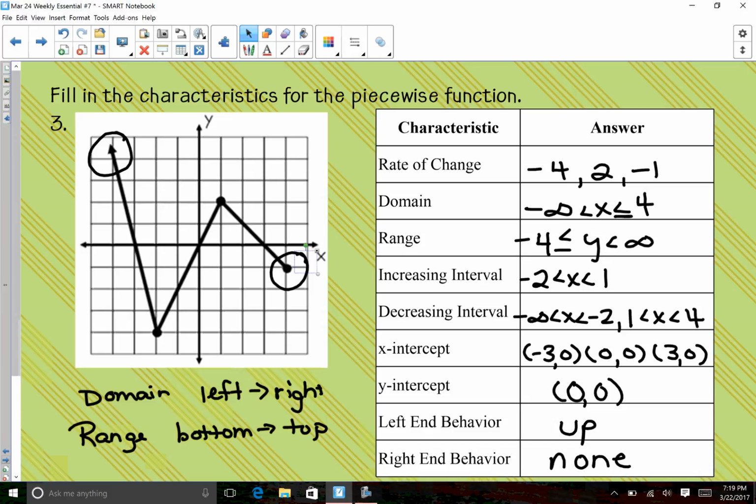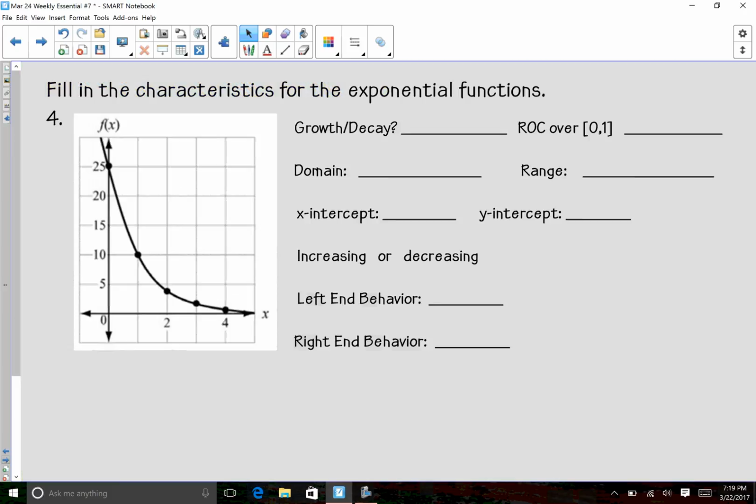Problem number 4. Now we're going to look at an exponential function. Is this function a growth or decay? Well, this is an exponential decay. What is the rate of change over the interval 0 to 1? This is where your x is 0. This is where your x is 1. Now, be very careful on this problem. This one's a little bit tricky.